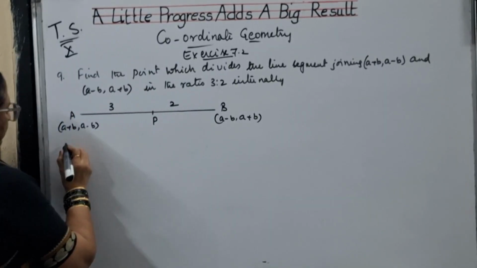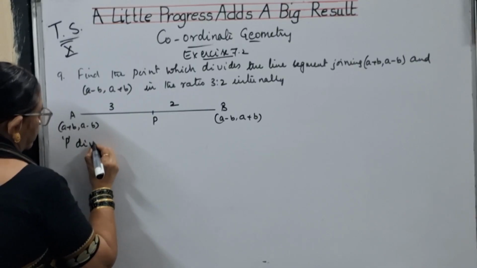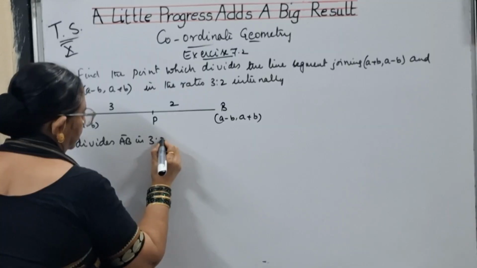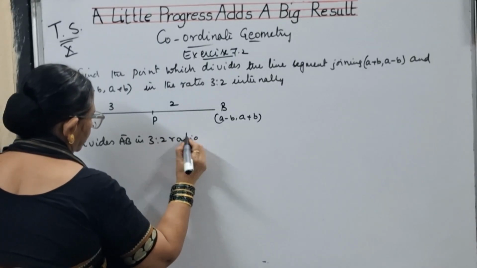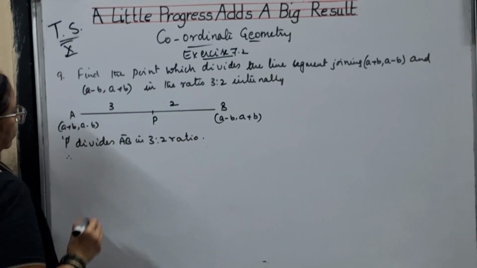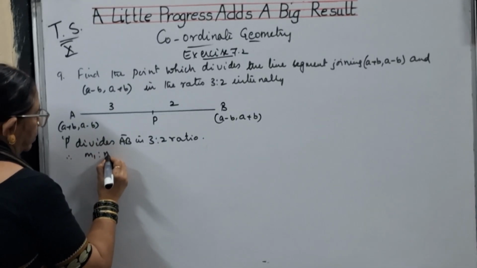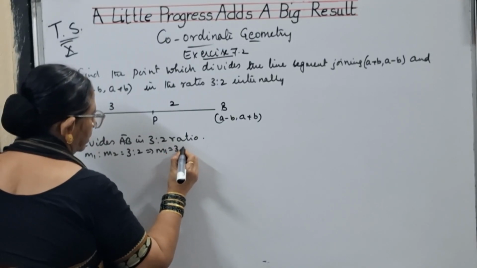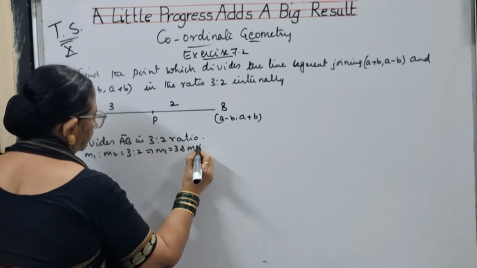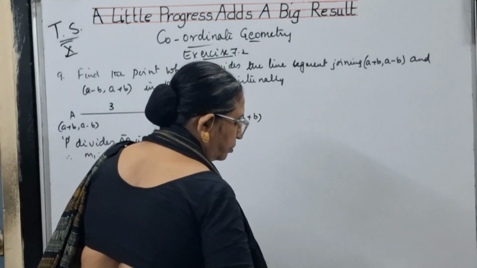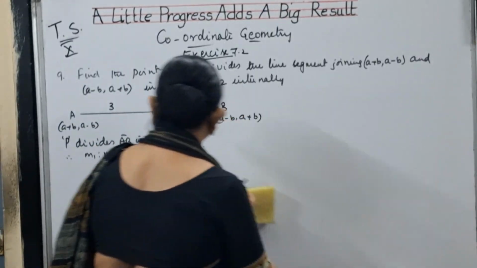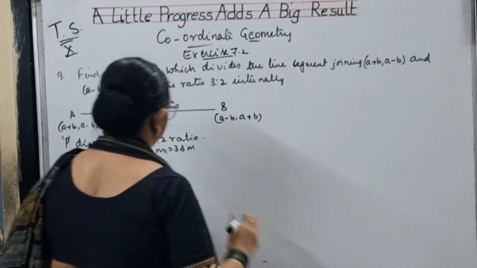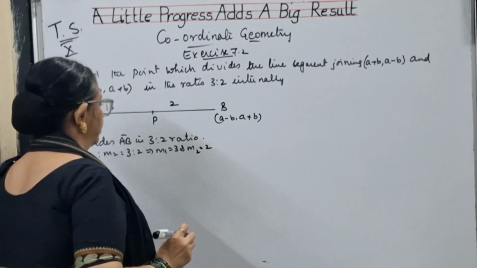So P divides AB in 3:2 ratio. Therefore, m1 is to m2 is equal to 3:2. This implies m1 is equal to 3 and m2 is equal to 2.